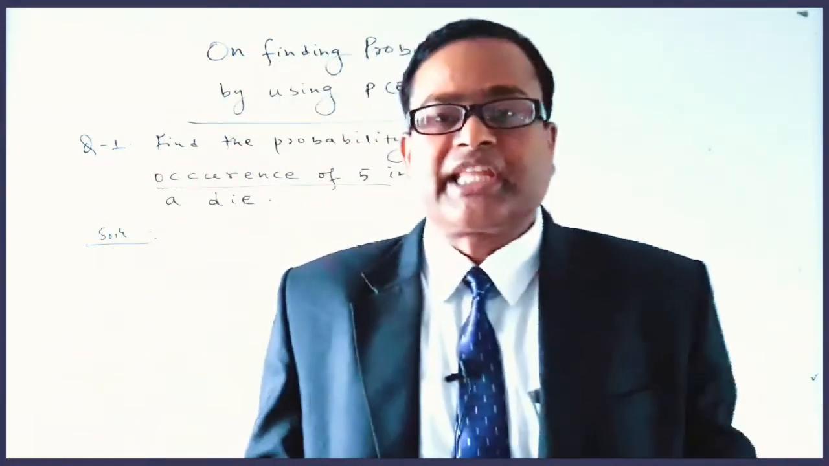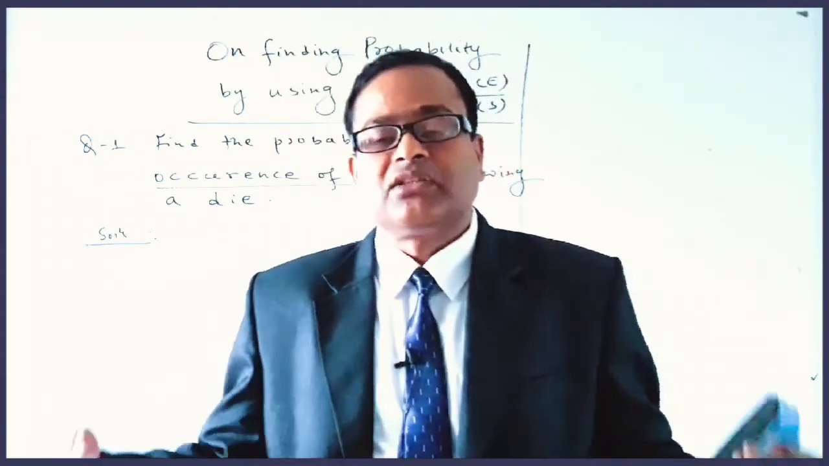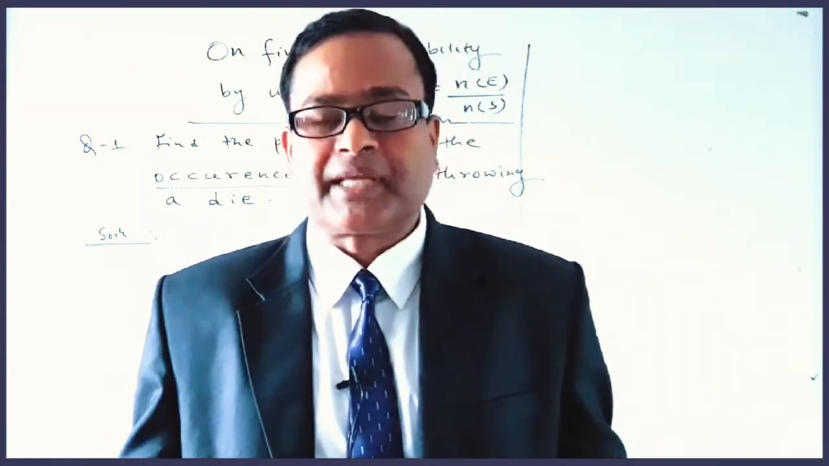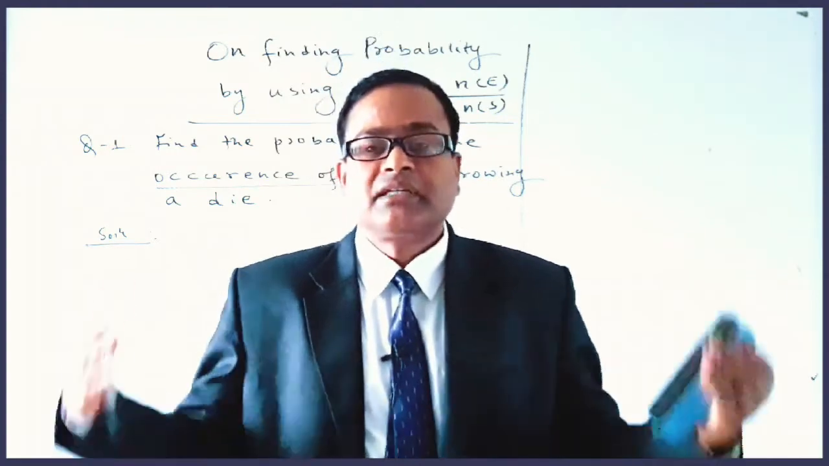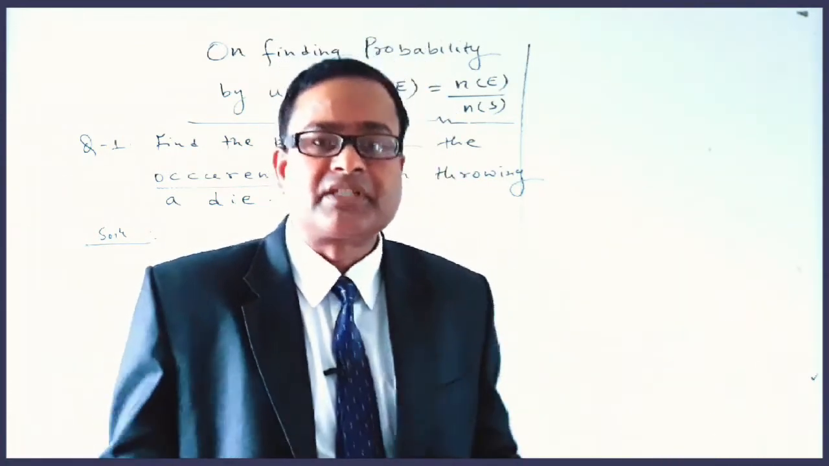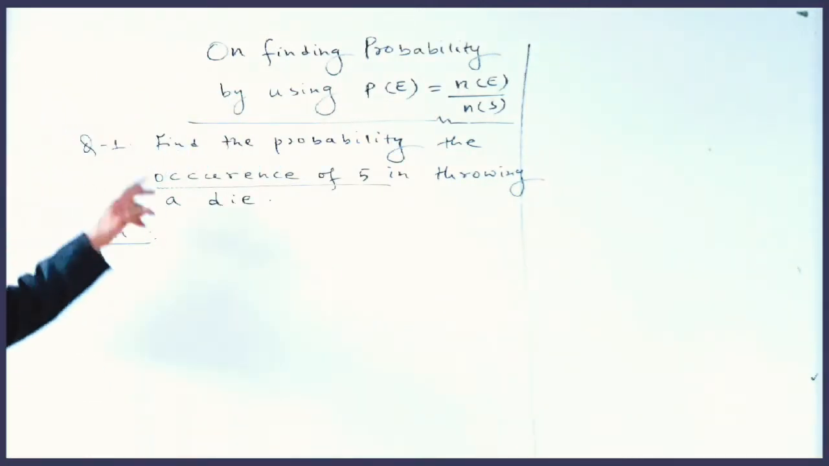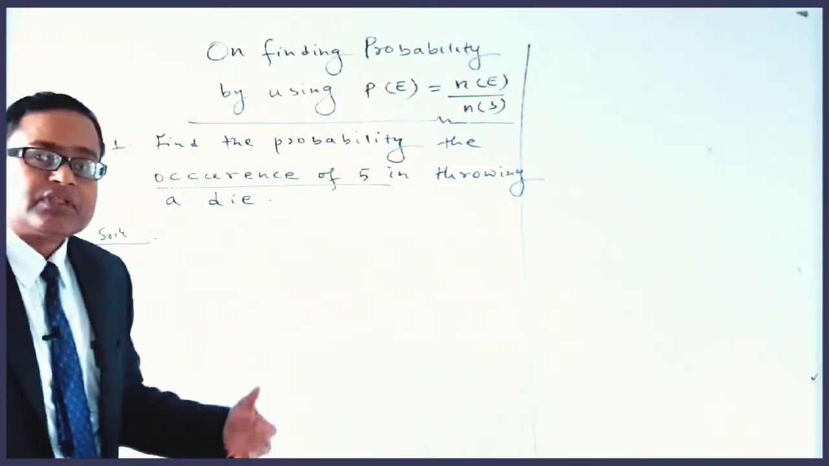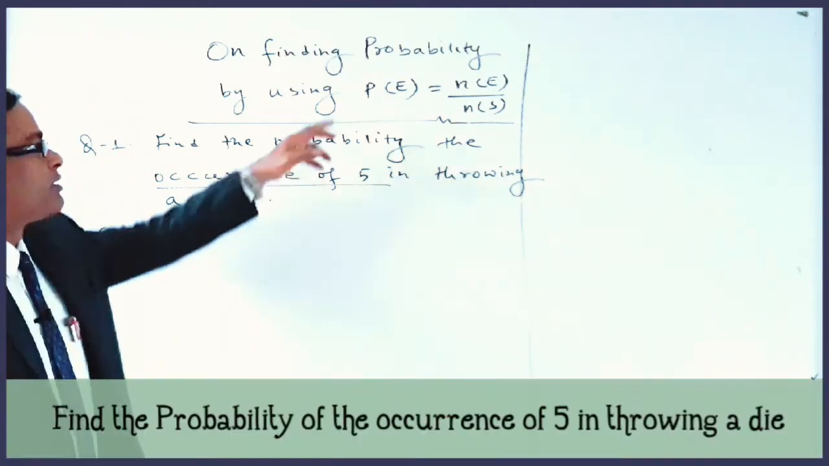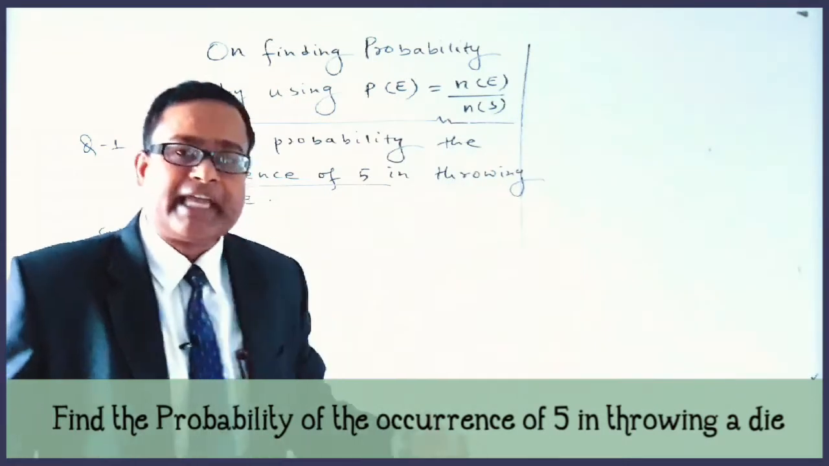Dear students, we know that the probability of an event is defined as the number of elements in the event to the number of elements in the sample space, which is also known as the mathematical definition or a priori definition or classical definition of probability. So dear students, let us solve the first problem by using the formula of probability P is equal to N by Ns.